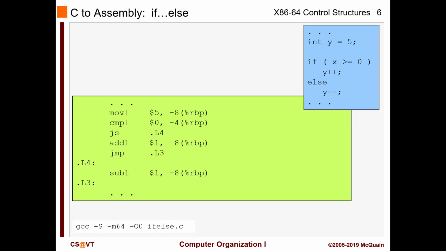So let's see what happens in the case of if-else. In this case we have int y equal to 5. If x is greater than 0, y is going to be incremented, otherwise it's going to be decremented. This part of the code is pretty much the same as before. The only difference is this.